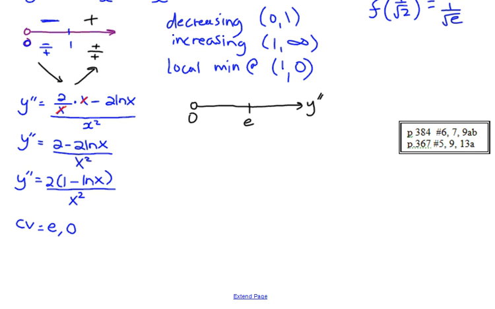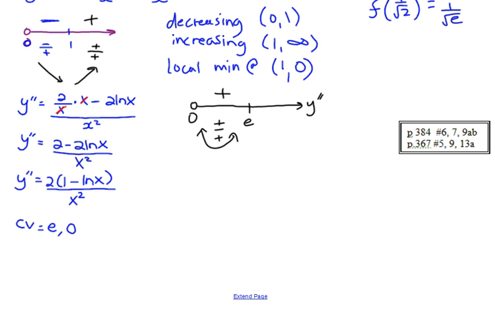Give me a number between 0 and e. 1. Yes, 1. What's the natural log of 1? 0. 1 minus 0 would give you... natural log of 1 is 0, right? And 1 minus 0 is still a positive. So we have a positive on the numerator all over 1 squared, which would also be positive. So we have a positive here, or concave up.